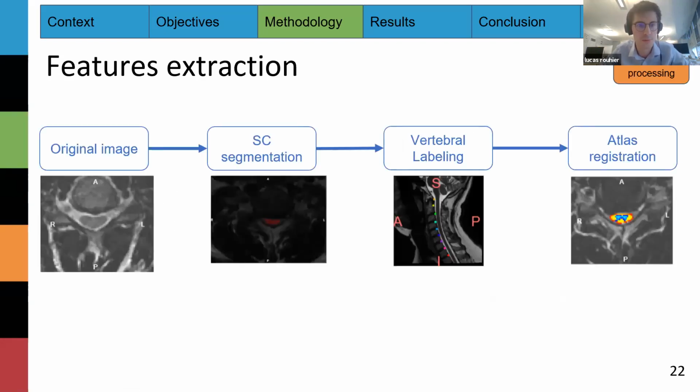So we had a pipeline for feature extraction, which was: we take our original image and put it through a deep learning model in the Spinal Cord Toolbox that gives us the spinal cord segmentation. With this spinal cord segmentation and the original image, we can perform vertebral labeling, and this will give us the localization of the discs. With the localization of the discs and the segmentation, we can register the image to the atlas. After that, we can take some information from the atlas to add to our clinical data and feed it to a machine learning model.